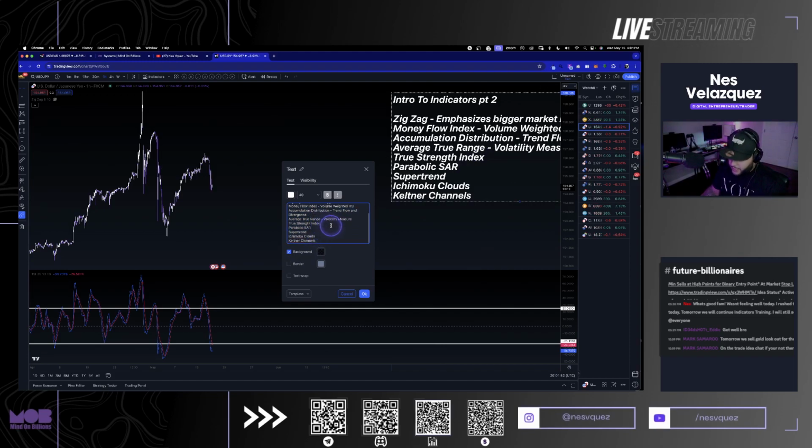So, true strength index. It's a momentum oscillator. It's going to give you overbought, oversold, and also cross signals on top of that.